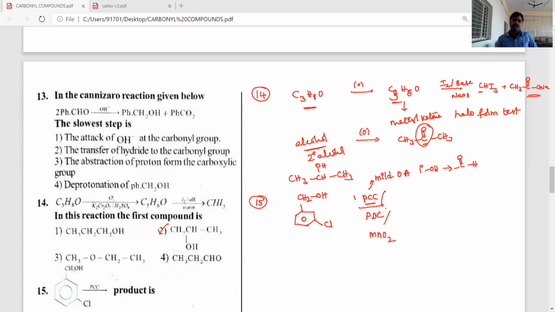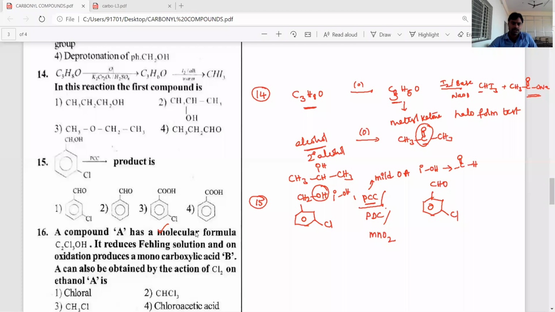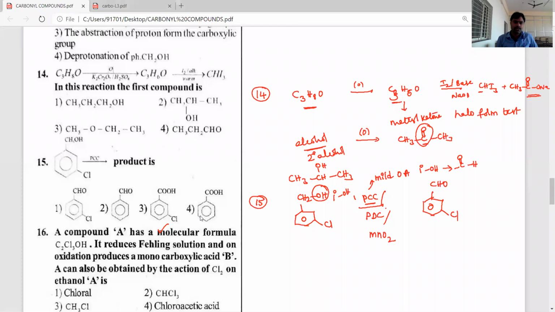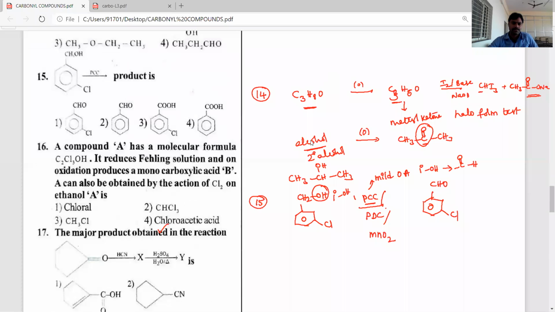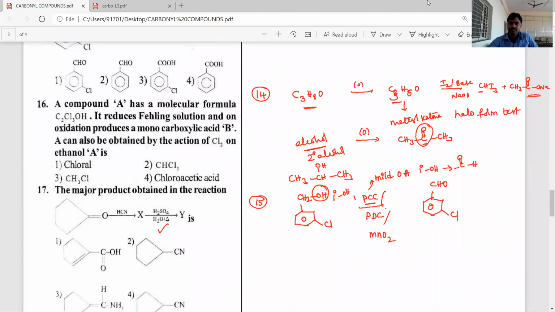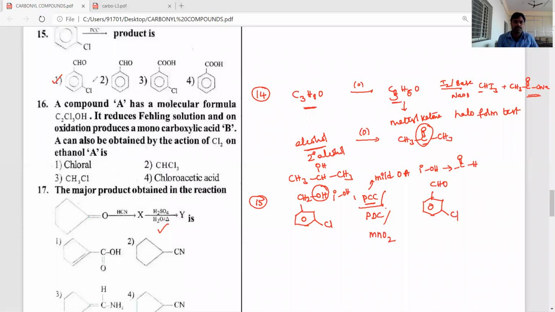also it is correct. So these all are mild oxidizing agents. This oxidizes primary alcohols into aldehydes. It does not affect the chlorine group. So the answer is CHO. That CH2OH is converted into CHO, with chlorine retained. Metachlorobenzaldehyde is the product. So the answer is first option, metachlorobenzaldehyde. Metachlorobenzaldehyde is the correct answer. Okay, so the 15th answer is the first one.